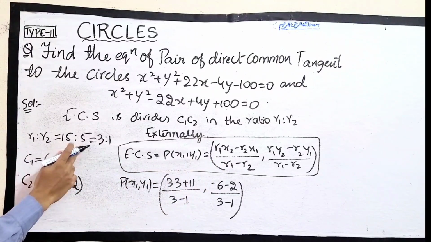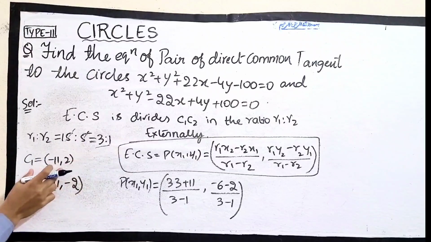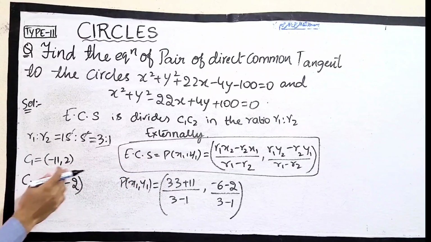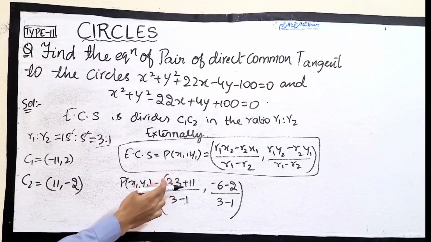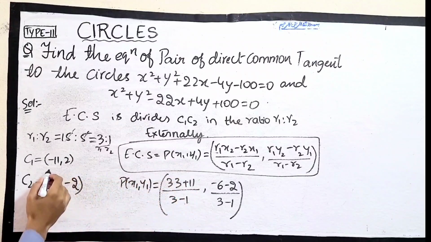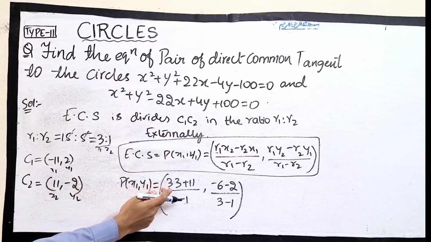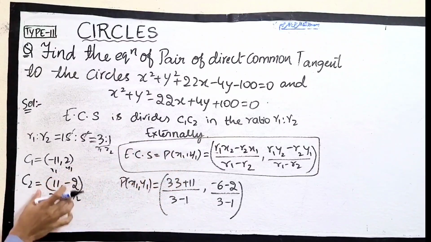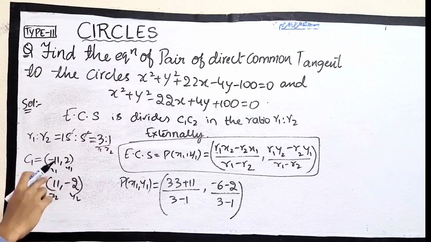So r1 to r2 is 15 to 5, so you can cancel the 5 ones and 5 threes, which is in the ratio 3 is to 1. And C1 C2 are the points which we have got from the centers. So you have to substitute those points in place of x1 y1 and x2 y2. After substituting the points, r1 is 3, r2 is 1. So r1 into x2: let us take x1 y1, x2 and y2. So 3 into 11 will be 33, and minus of, just substitute. Just see here what are x1 y1 and r2 y2, r1 r2. Just substitute, and you will get the external center of similitude, which means the point on that tangent.